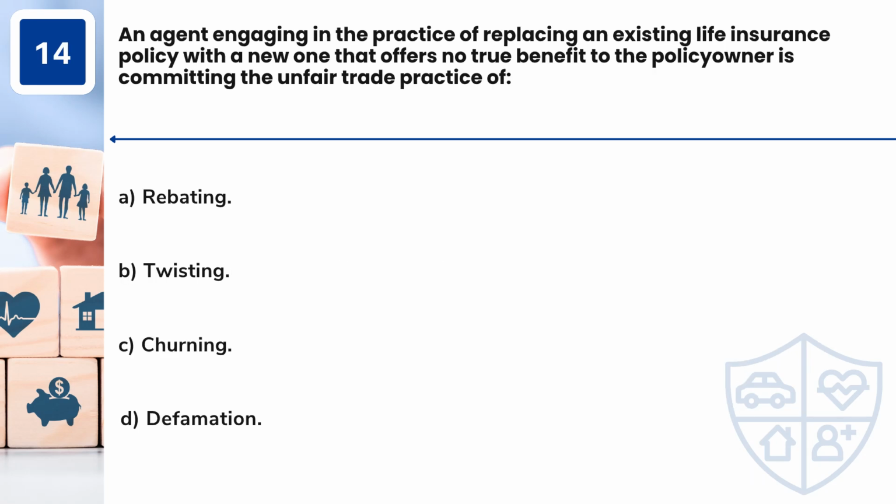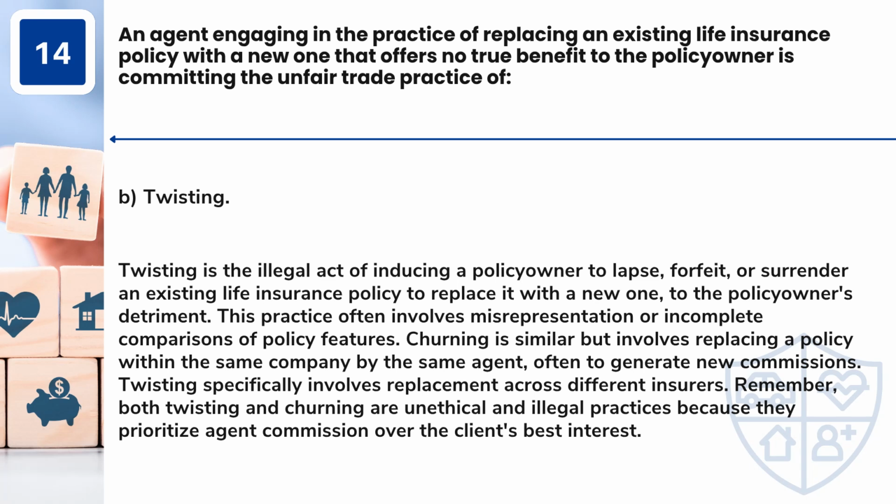Question 14. An agent engaging in the practice of replacing an existing life insurance policy with a new one that offers no true benefit to the policy owner is committing the unfair trade practice of A. Rebating, B. Twisting, C. Churning, D. Defamation. Answer: B. Twisting.